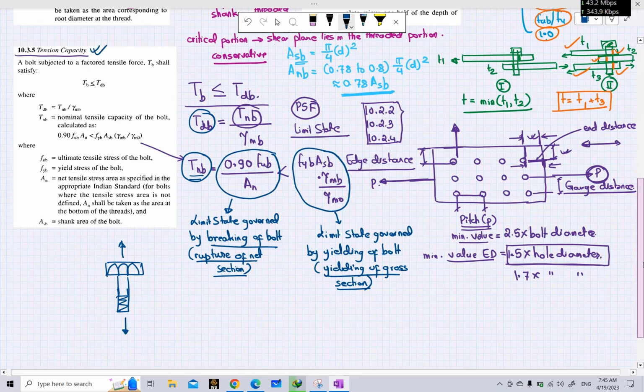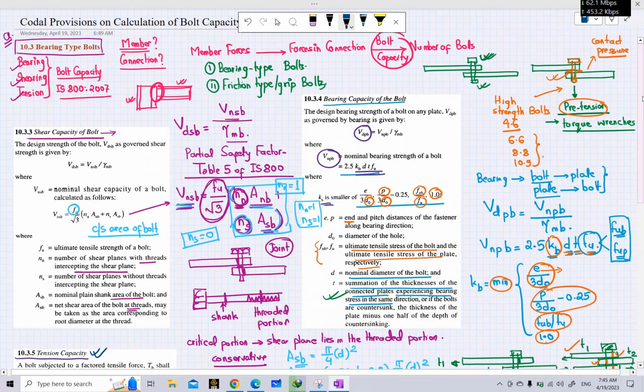So what we have discussed today is the calculation of the shear capacity of bolt, the bearing capacity of bolt, and the tension capacity of bolt. Whichever value comes less, that means for the design capacity of bolt based on shearing, bearing or tension, whichever capacity is the least governs the design of that bolt or governs the strength of that bolt.